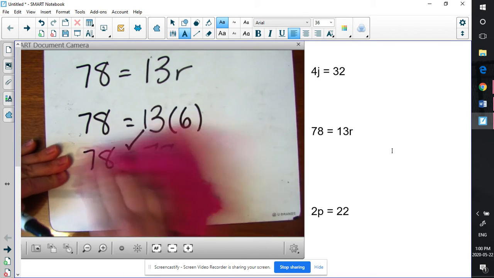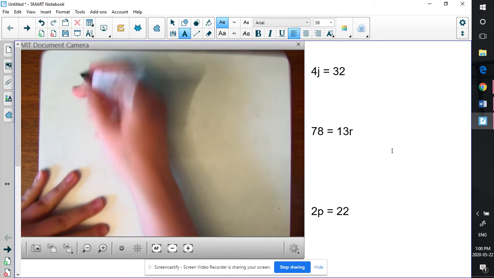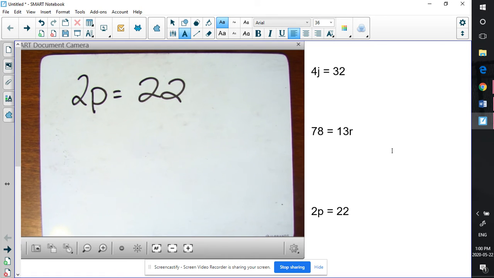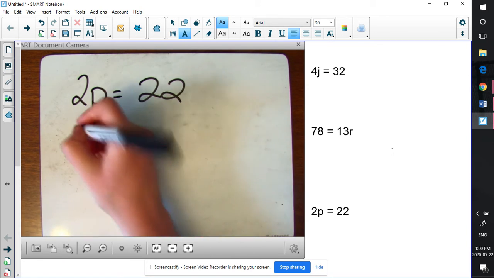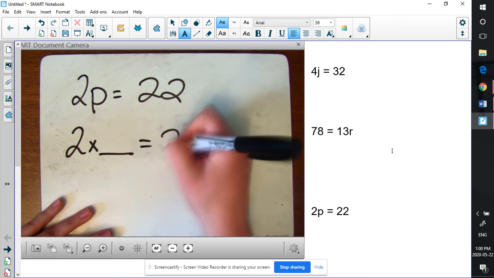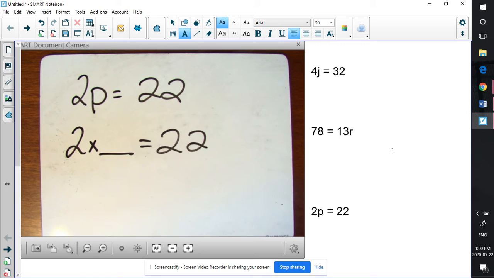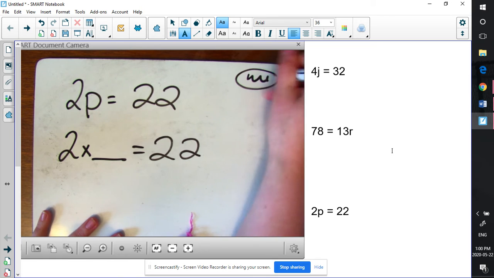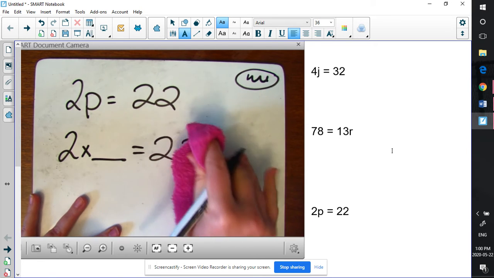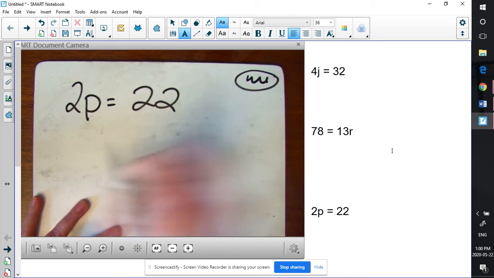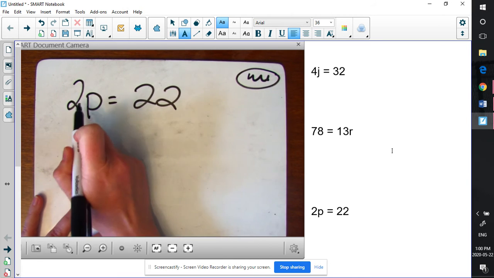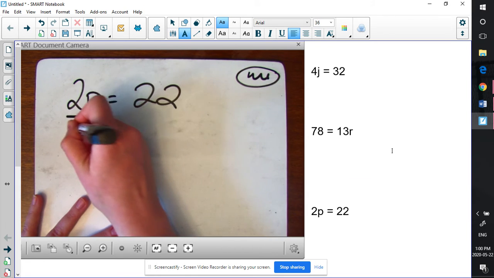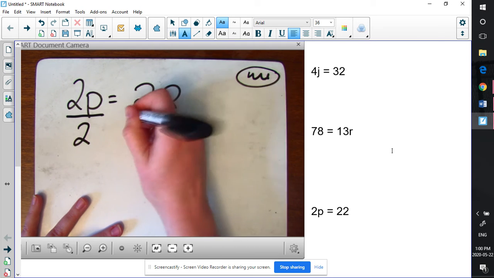Last one. 2p equals 22. So one way you can think about this is 2 times what gives you 22. You might know this already. If you have a guess, but you're not sure, maybe just write your guess up in the top corner and circle it. And then you can check and see if your guess was right. Okay, so 2 right beside a p. That means that there's multiplication here. The opposite of multiplication is division. So I'm going to divide by 2. And I'm going to do the same thing over here.